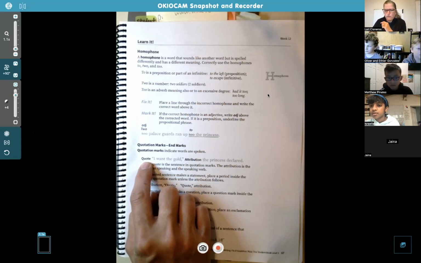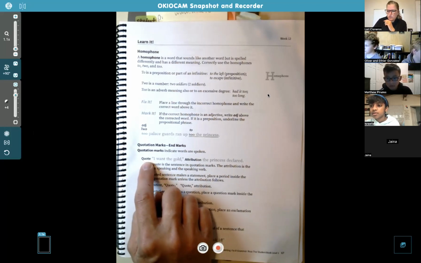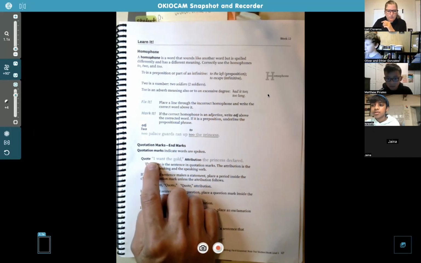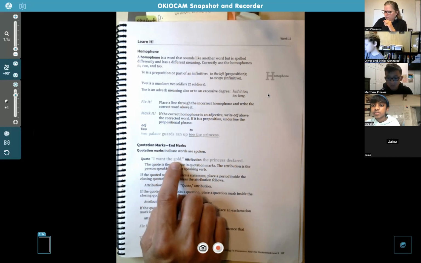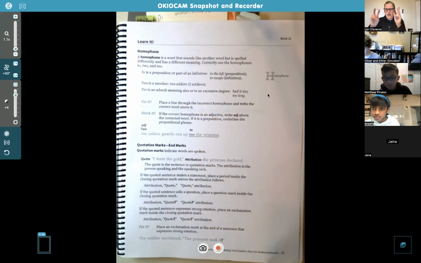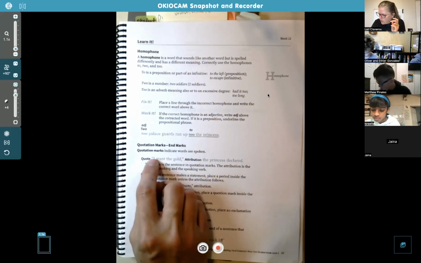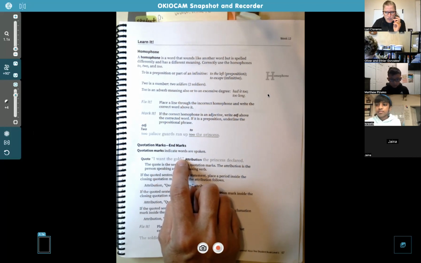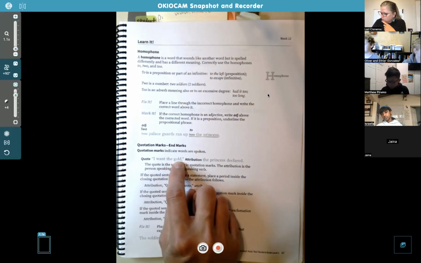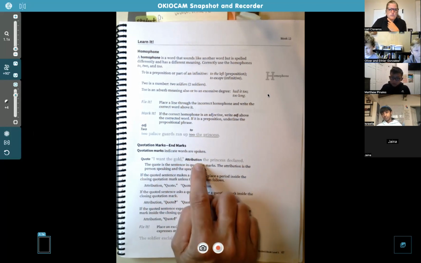If you put the quote first, that word says quote. And the quote is what they say. So right here it says, "I want the gold." And you can see those little tiny hash marks, I call them, around the I, and then after the comma here, again, and those are called quotation marks. That's what you use when you're writing a story and somebody's speaking. "I want the gold," and then there's a comma, and then the attribution.